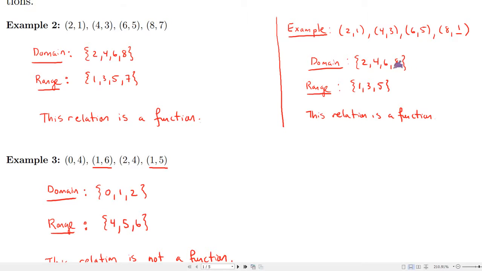Because every element of the domain is paired with exactly one element from the range. 2 was paired with 1, 4 was paired with 3, 6 was paired with 5, and 8 was paired with 1. It's not a problem if the output gets repeated like this. It just means that 2 maps to 1 and 8 maps to 1. That's perfectly fine.